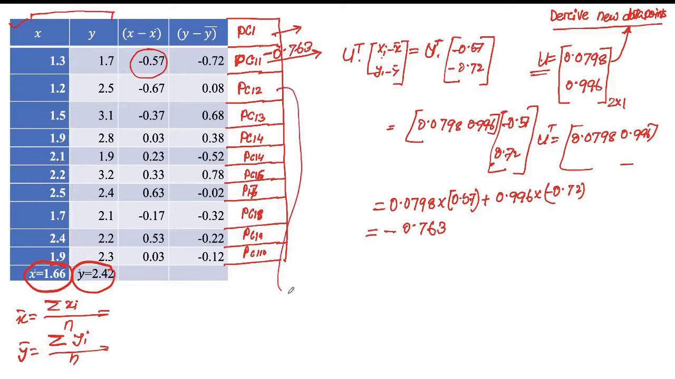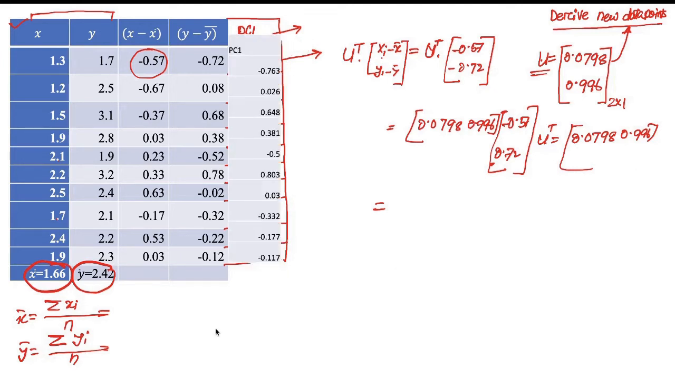The next component can also be computed using the same technique: u transpose times the value of (x minus x bar), which is minus 0.67 and 0.08, which equals 0.026.